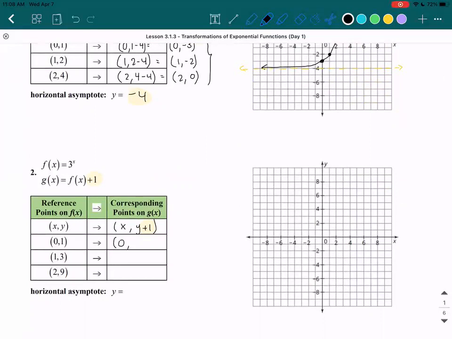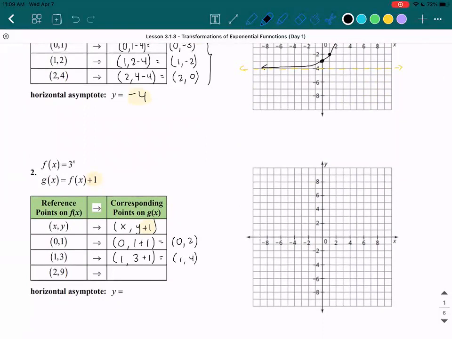So 0 stays as 0. However, the y value, you're going to add 1 to it. So 0, comma, 2. Once again, x value stays the same. So 1 stays as 1. Y value, add 1 to it. Why am I adding 1? Because that's what it says to do in our equation. It says add 1 to the y value. So this is 1, comma 4.